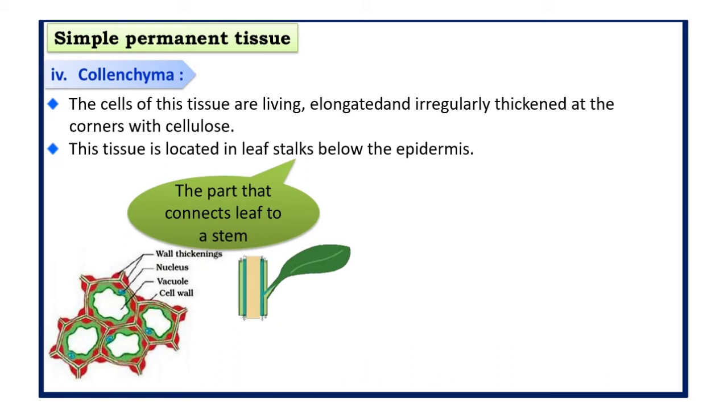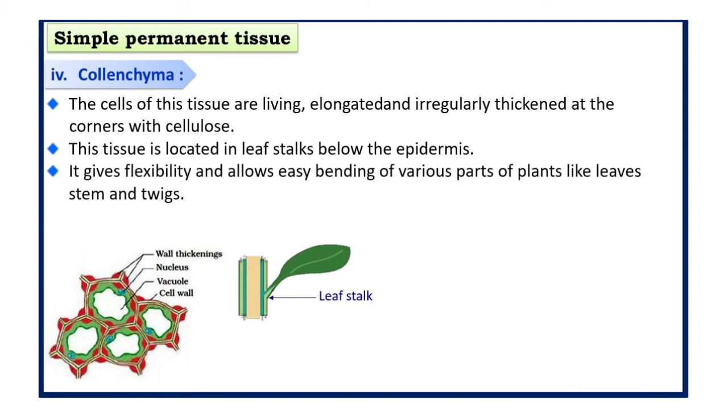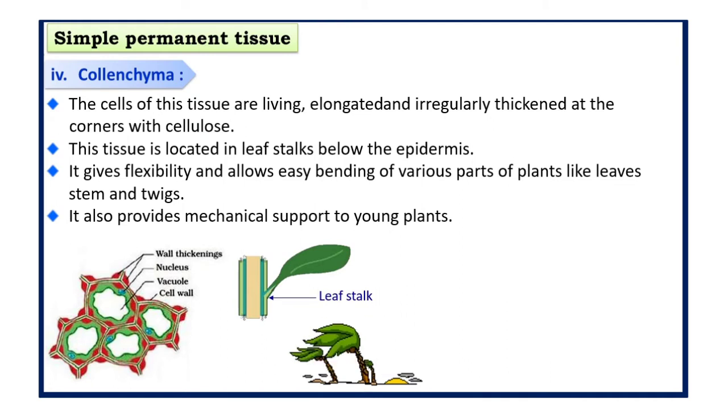Leaf stalk means the part that connects the leaf to the stem, which is called the stalk, and epidermis means, epi means top, dermis means layer, so it is the outer layer. Their main role is to provide flexibility and allow easy bending of various parts of plants like stem and twigs. So you can move the stem and twigs, or you can pull the branch, because it has flexibility. It contains the collenchyma tissue. The main function is also to provide mechanical support or strength to the young plants.